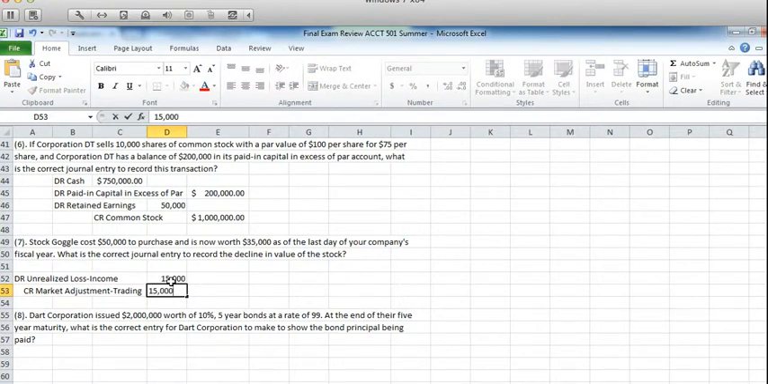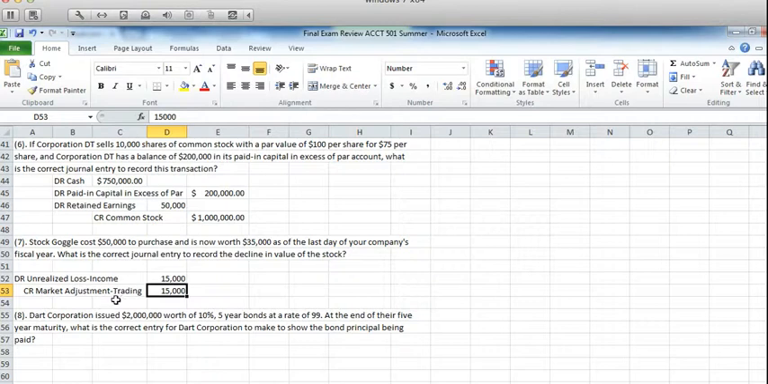Okay, and what these accounts mean is basically this is showing me that the unrealized loss from this stock will show up on my income statement, which is important if you're looking at certain ratios that are important to investors when they look at the income statement. It's important to note which transactions have an effect on the income statement.